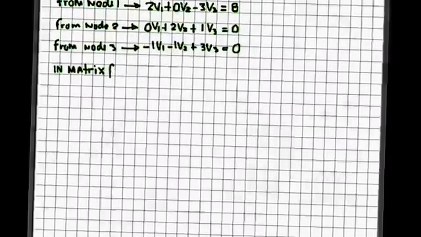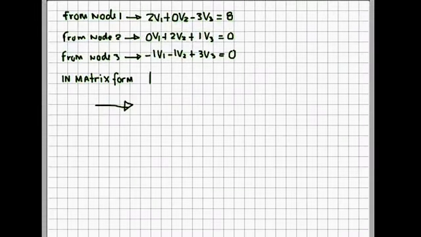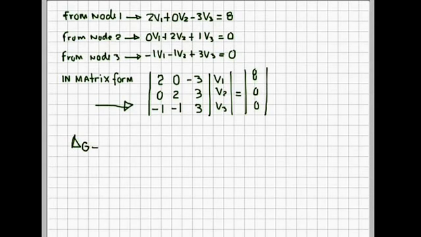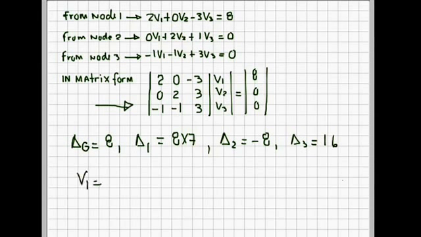In matrix form, we can rearrange, and this is going to be 2, 0, minus 1, 0, 2, 1, minus 1, minus 1, 3 for the coefficient matrix, and then the vector V1, V2, V3 equal to the resultant vector 8, 0, 0. This will give us a result of the general determinant equal 8, the determinant 1 equal 8 times 7, determinant 2 equal to minus 8, and determinant 3 equal to 16.